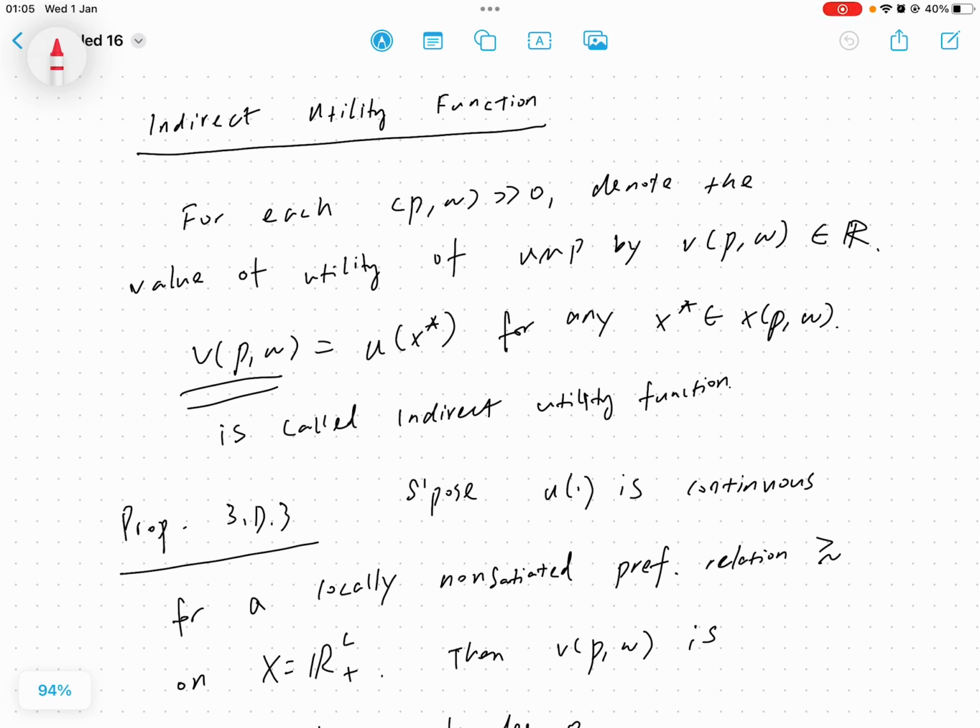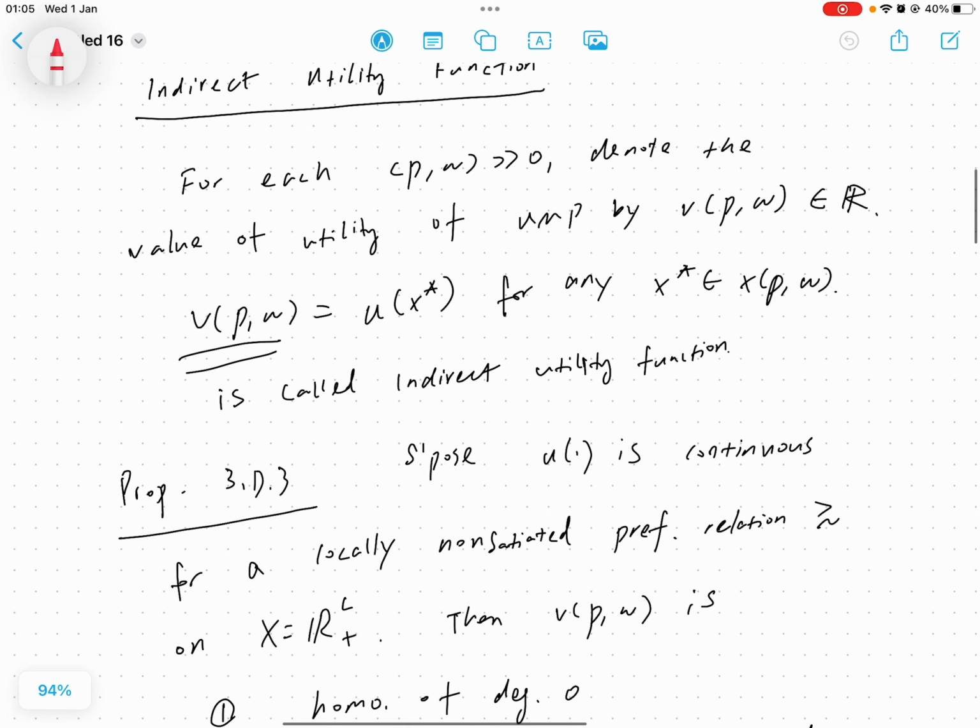So this v is just the utility function u, taking the variable x as the solution x star, solved from this UMP. Now let's discuss some properties that might be useful in later studies.